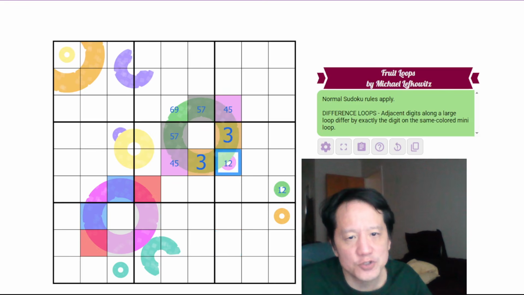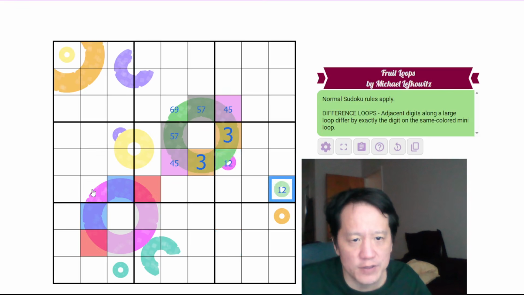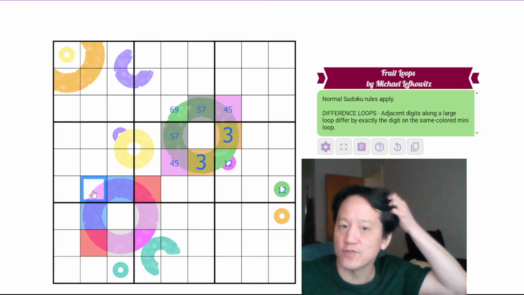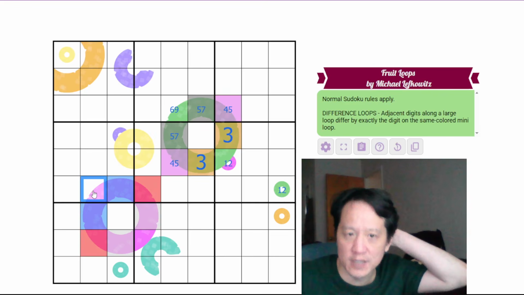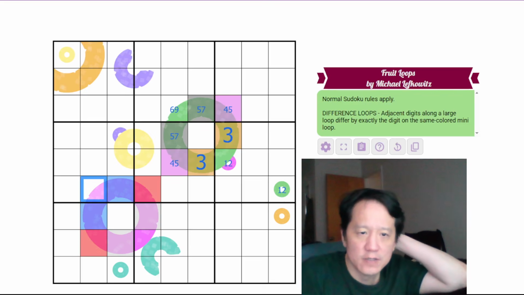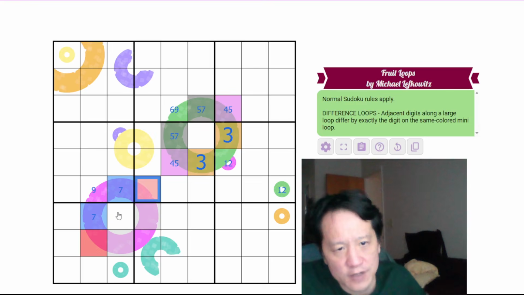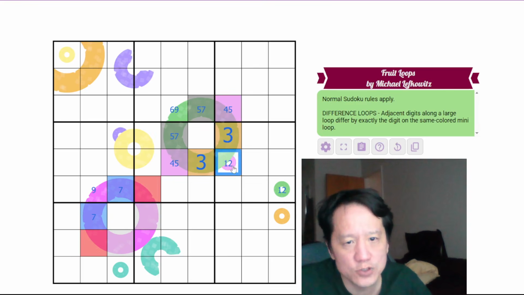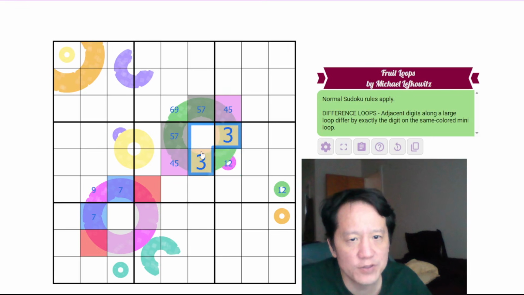If pink is 2, that would force 1 to be there. So this could not start from 1. This would have to be 9, then 7. Okay, so then if pink is 2, that would mean 3, 4, and 5. This would be 1, so this would have to be 9, 7, 5 here, which is a contradiction. So pink cannot be 2.